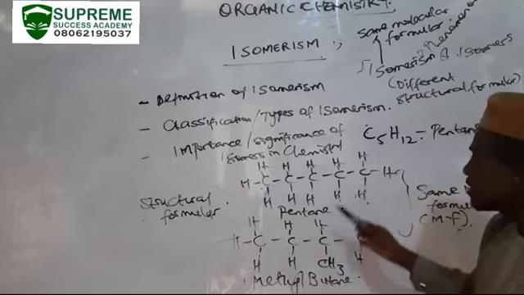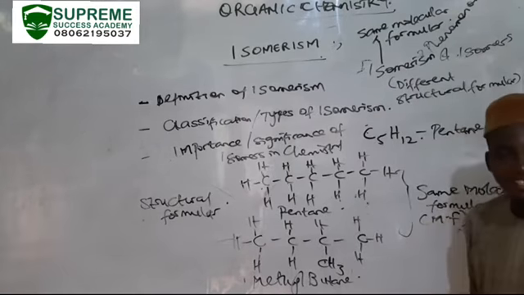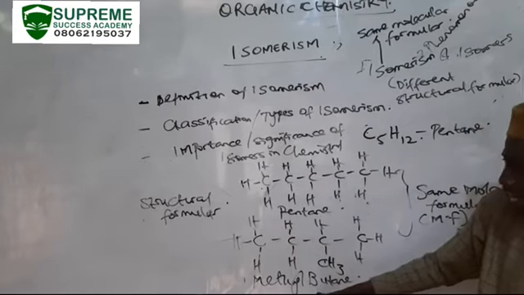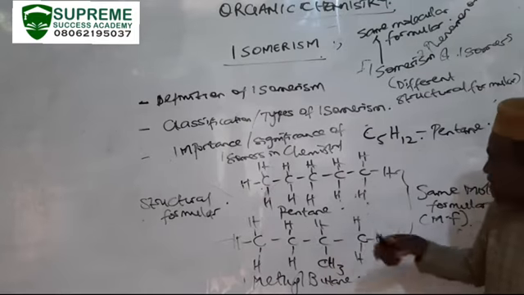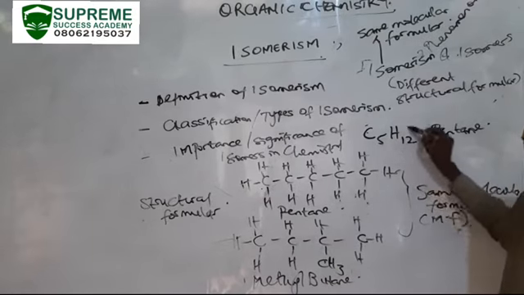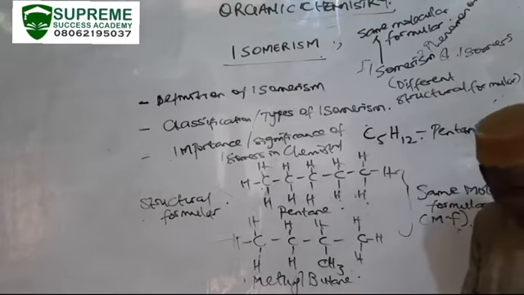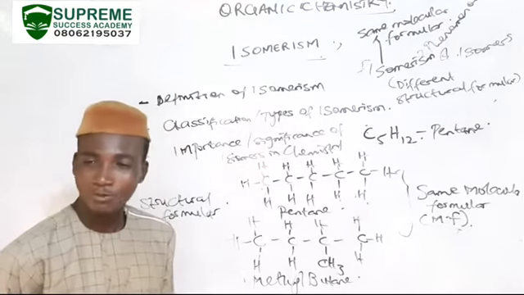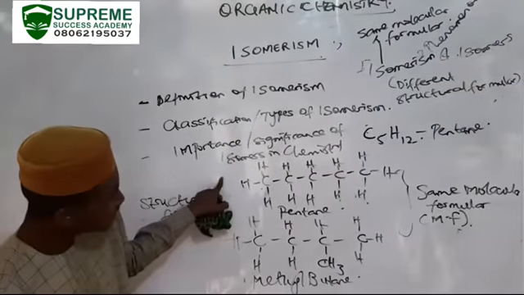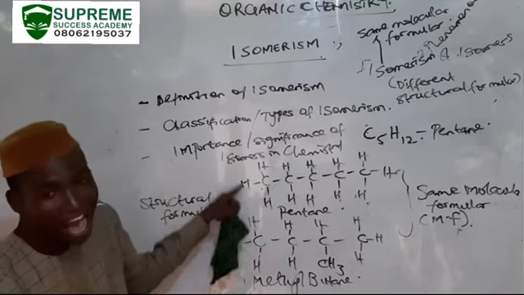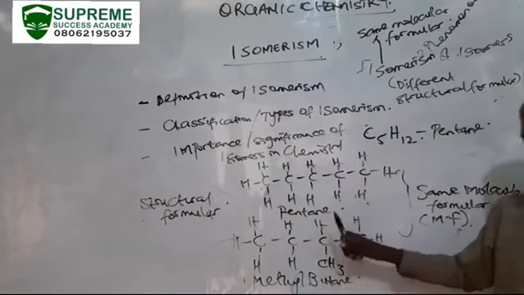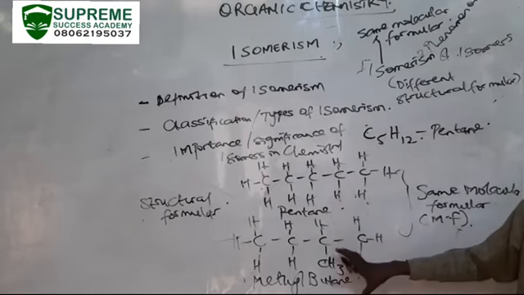Of course, the effect of the structural formula is that the compounds will have different names. So that is the reason why pentane and methylbutane have different names, despite the fact that they both possess 5 carbons and 12 hydrogen. Yes, then after defining isomerism, so what are now isomers? Pentane and methylbutane are isomers. That means these 2 compounds, pentane and methylbutane, they are isomers.